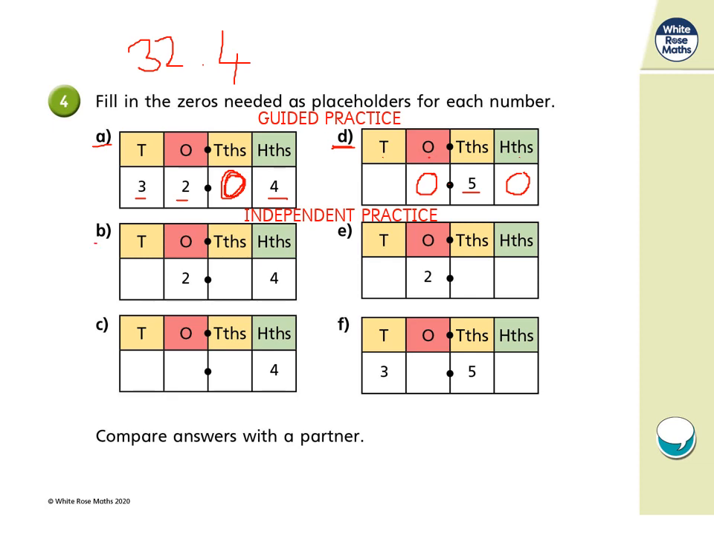Okay, now I would like you to do your independent practice, which is B, E, C, and F. Can you have a go at that, please? Putting in the placeholders, remembering how important they are in making the size of the number, whether it's going to be smaller or larger.